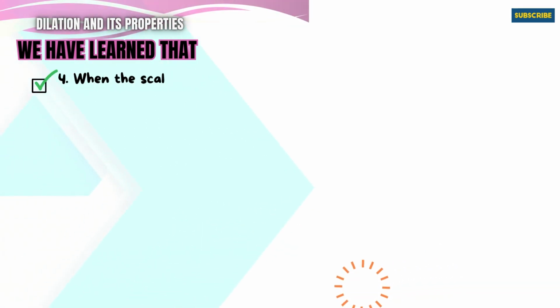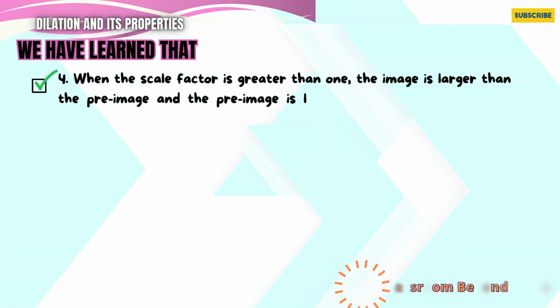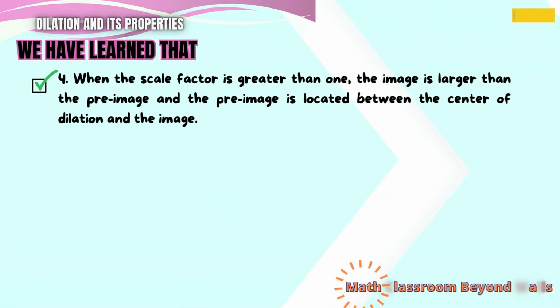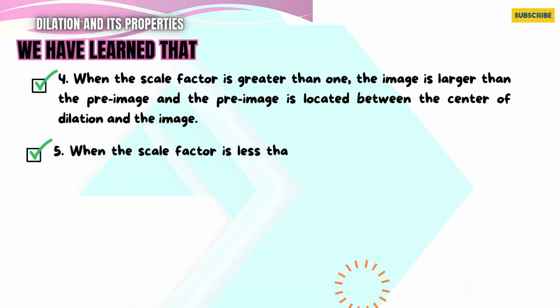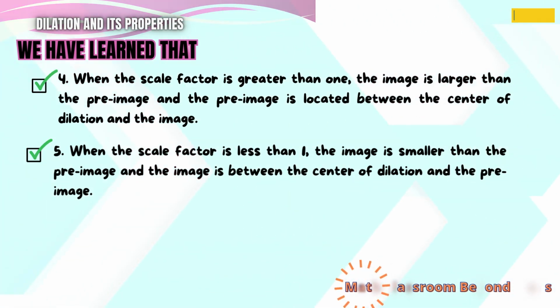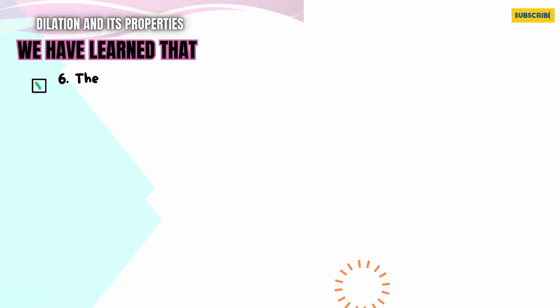Fourth, when the scale factor is greater than 1, the image is larger than the pre-image, and the pre-image is located between the center of dilation and the image. Fifth, when the scale factor is less than 1, the image is smaller than the pre-image, and the image is between the center of dilation and the pre-image.